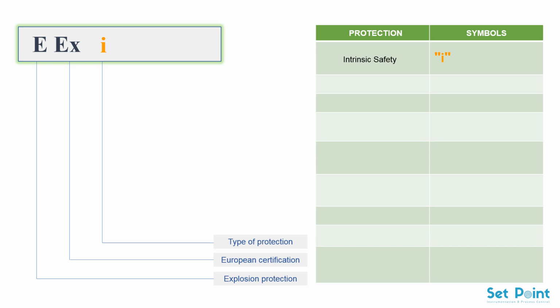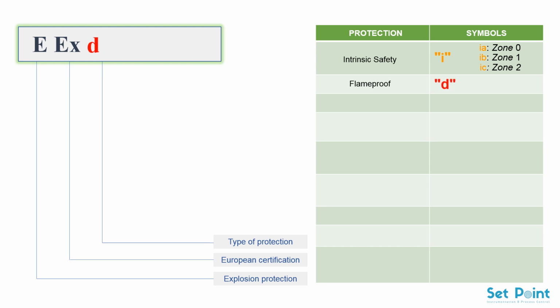E is explosion protection. EX is European certification. I is the type of protection. I stands for intrinsic safety. Intrinsic safety can be one of several levels, A, B, or C. IA means the product has been assessed for installation in Zone 0. IB is for Zone 1. And IC is for Zone 2. There are 9 possible protection techniques, so let's review the other 8.